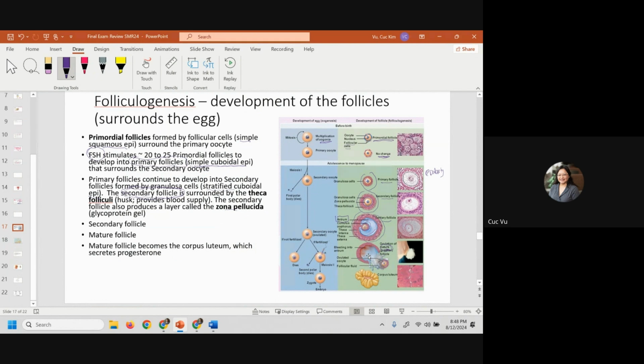Now, if LH decreases, what also follows? We lose the corpus luteum. Excellent. You lose the corpus luteum. And if you lose the corpus luteum, what stops being produced? Progesterone. Exactly. And if progesterone stops being produced, what happens to the lining? You get your period. Exactly.